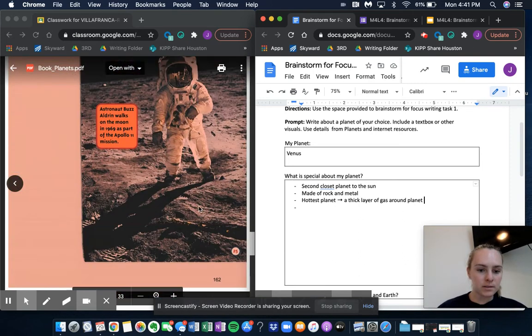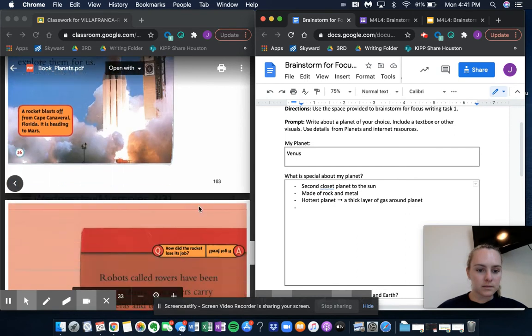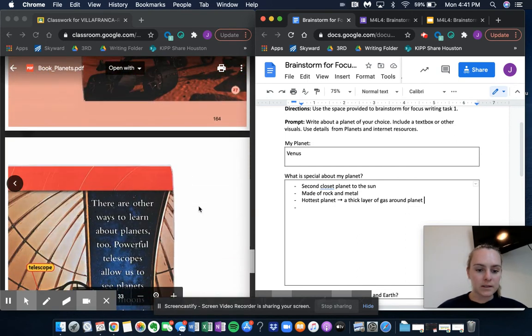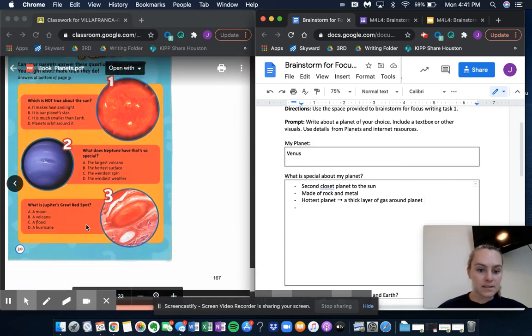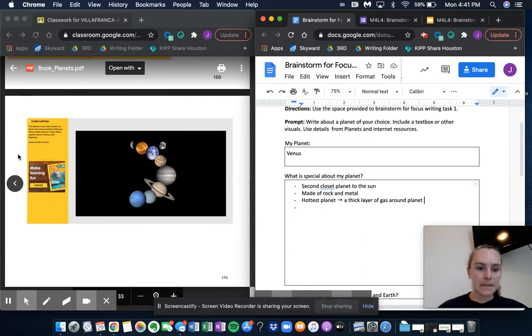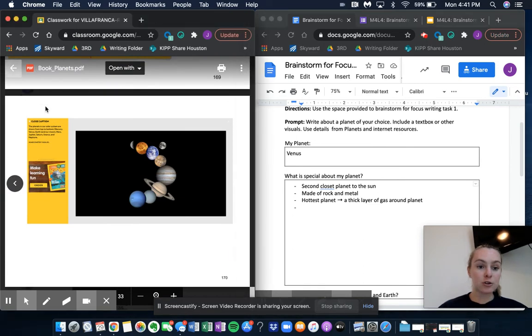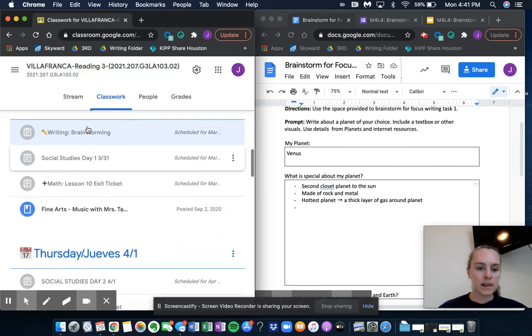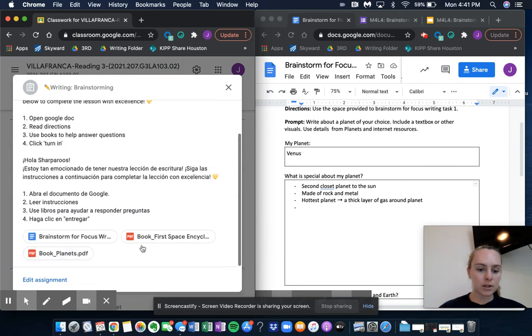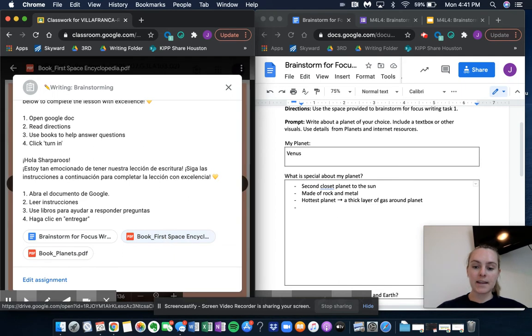Our moon. Nothing else about Venus. Okay, so that means I get to go ahead and go to my second book. I'm going to go ahead and look for my second book, and then I'm going to do the exact same thing. I'm going to go ahead and see if there is any information about Venus that I can add to what makes it special.